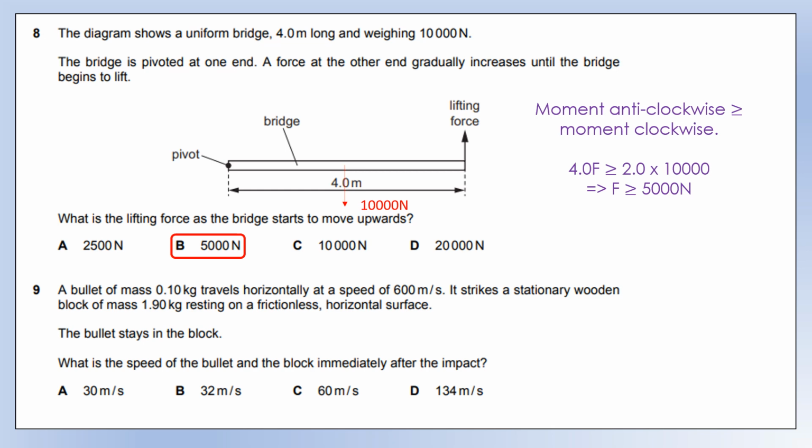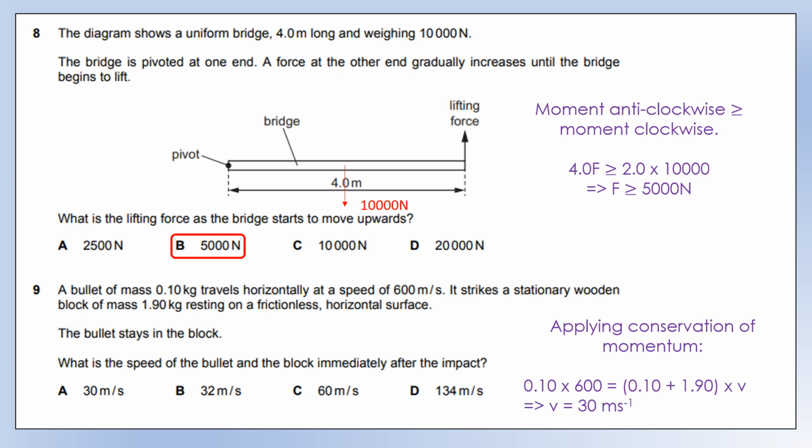So we're dealing with a collision, so we're going to be using conservation of momentum. That's the principle we use to deal with collisions. And we know what the initial momentum is. It's 0.1 times 600, and the mass of the bullet and block combined would be 2 kilograms because we add their masses together, and we want to find out what the final velocity is. So then we can rearrange it and calculate the velocity as 30, so that's option A.